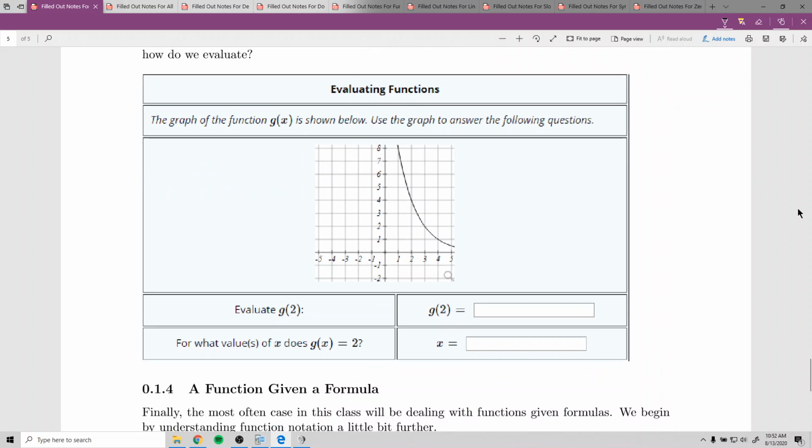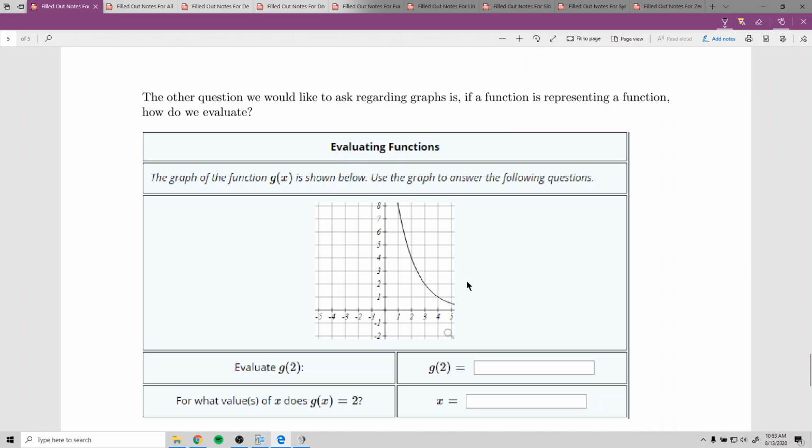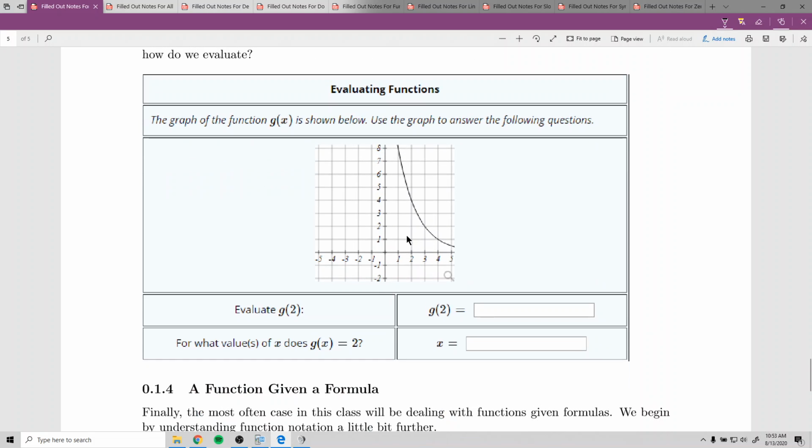Now we also want to do a similar thing like we did with the tables. We want to be able to look at the graph of a function and answer some questions about it. So this one, we have the graph of a function right here, and it says evaluate g of 2. Right. So once again, you want to make sure you are careful with what you're looking at.